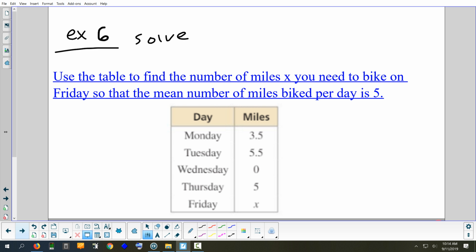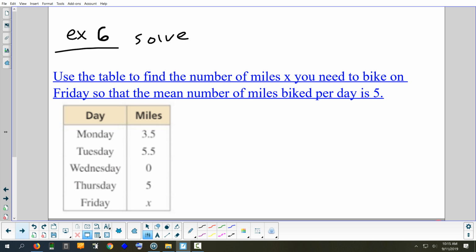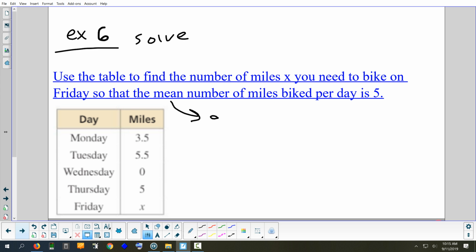Okay, so it says use the table to find the number of miles that you need to bike on Friday in order to make sure the mean comes out to 5 per day. What does that mean, first of all? What's another word for mean? Average. Yep. So this is average. How do you find an average? You want to explain to me, because this part assumes you know how to find an average.